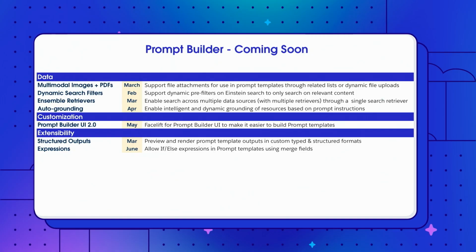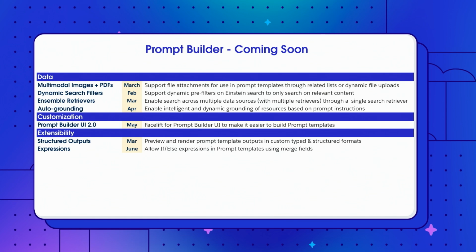And this is the roadmap of what's coming to make it even better for you. There are so many things. Multimodal should be landing today. If you don't know what multimodal is, now you can upload PDFs and images from your prompt builder. You can connect it to the files on the records, and then those files will be sent to OpenAI to process. So that will be Safe Harbor GA today in prod orgs, and tomorrow, depending on where your org is.